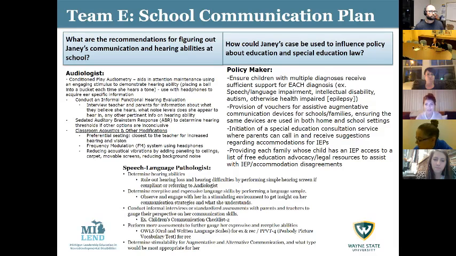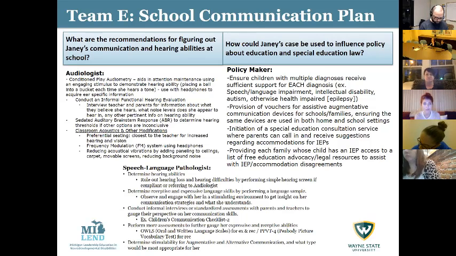I'm Libby. I took on the role as the audiologist. The question we were asked was, what kind of recommendations would we give for figuring out her hearing abilities? To backtrack a little bit, the information we were given is that she's already had formal assessments and they came back inconclusive due to some non-compliance.